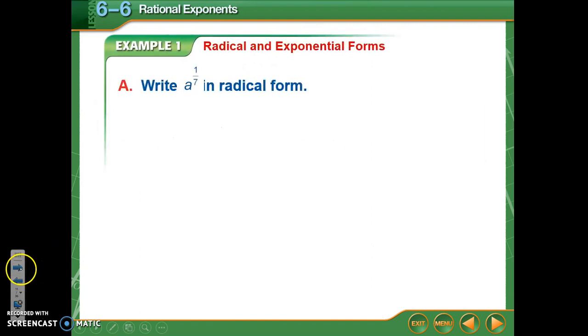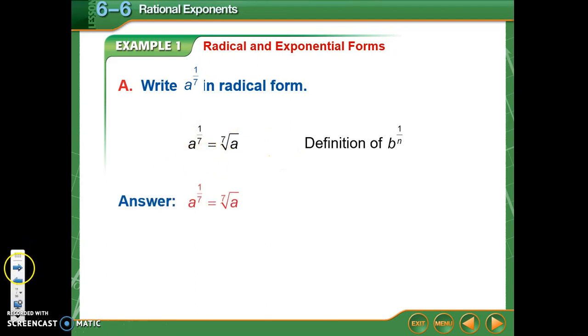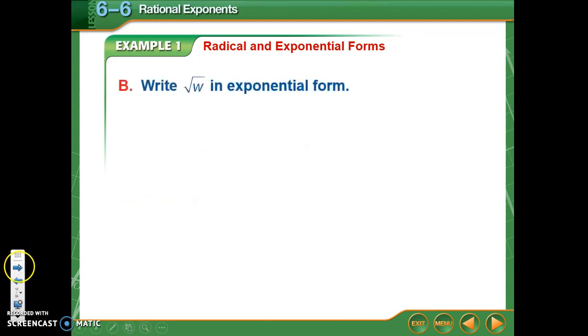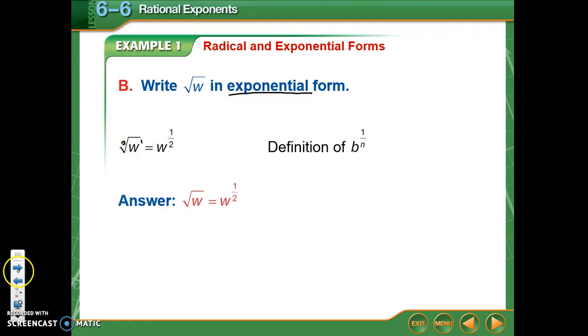So how would we write a to the 1/7 in radical form? This is rational exponent form, and I want to put it in radical form. This is what it would look like: a to the 1/7 is the 7th root of a. And I can go the other way, right? Here I have a radical, and I want to write it in exponential form. The exponential form of the square root of w is w to the 1/2, again because the index here is 2, even though it's not written, and the exponent here is 1.